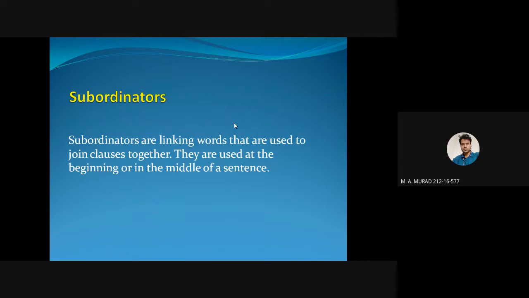The next slide is about subordinators. Subordinators are also linking words, and they are also used to join clauses together. They are used at the beginning or in the middle of a sentence. We knew that a conjunction is placed in the middle of the sentence, and a sentence connector is placed at the beginning of a sentence, but a subordinator can be placed at the beginning or in the middle of a sentence.